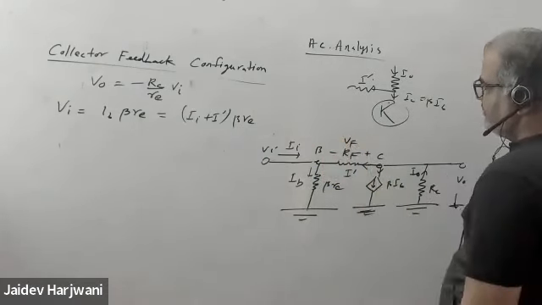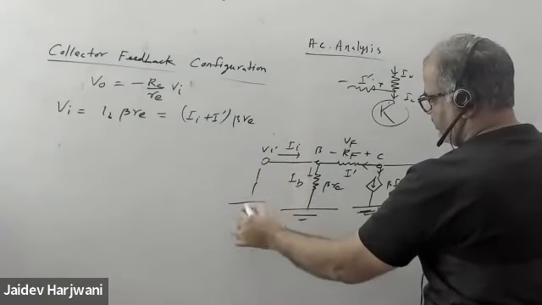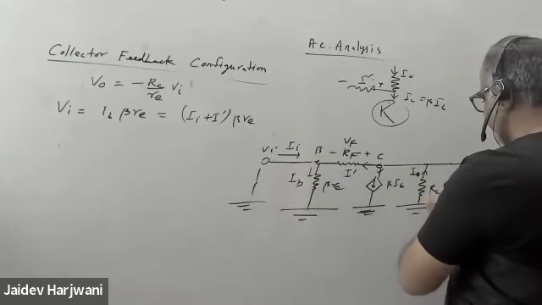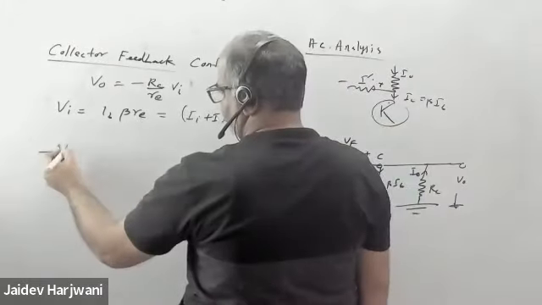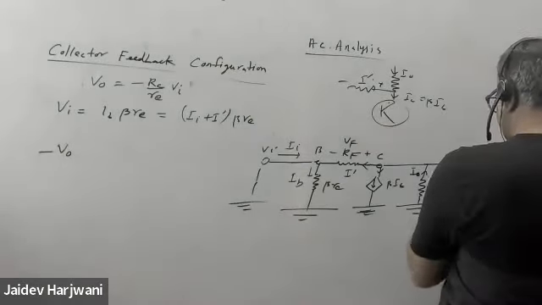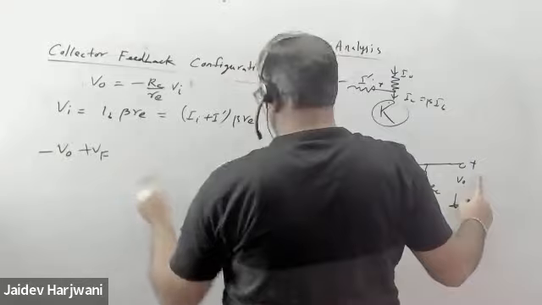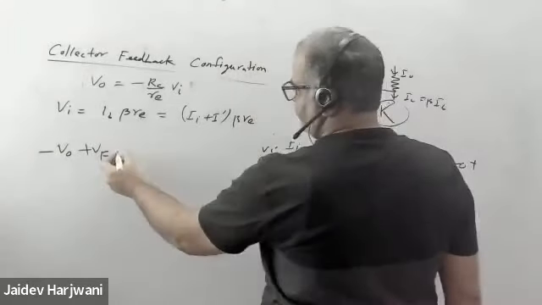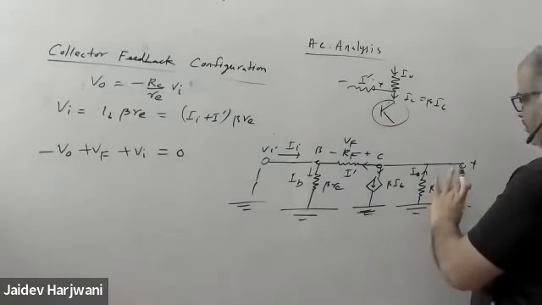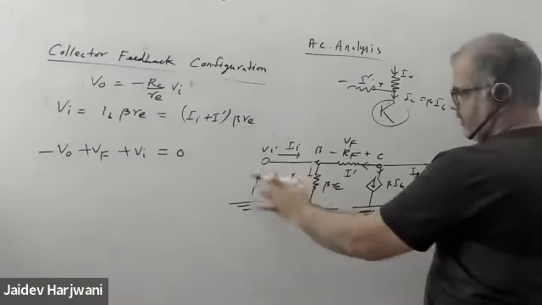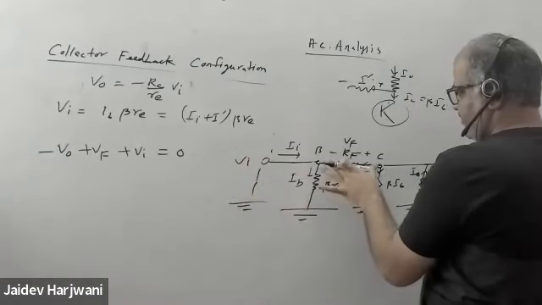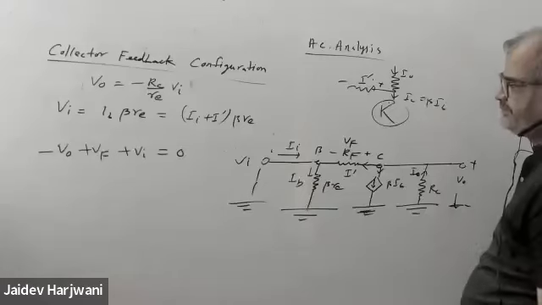And this is your V input here. So I take this V input and VF. I'm taking this loop, so I can write minus V input plus VF, and this is plus V input equals 0. Can I write like this? In this loop, I'm going directly here, so here I have V input, here the loss is VF, and this one is V naught.